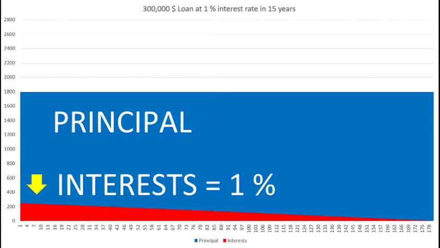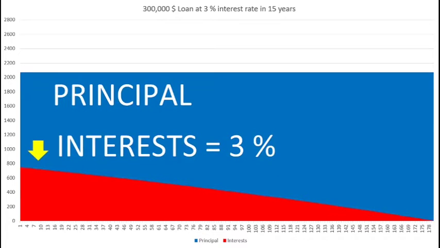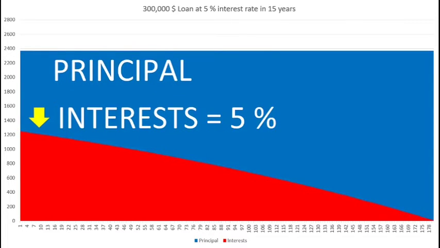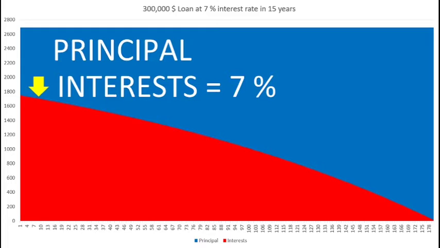As you can see on this graph, in blue the principal amount you give back to the bank, in red the interest. Here the 1% scenario. Here 2%. Here 3%. Here 4%. Here 5%. Here 6%. Here 7%.